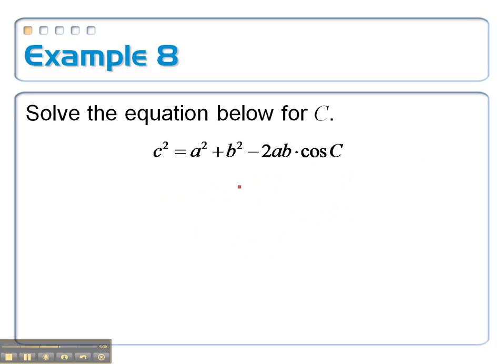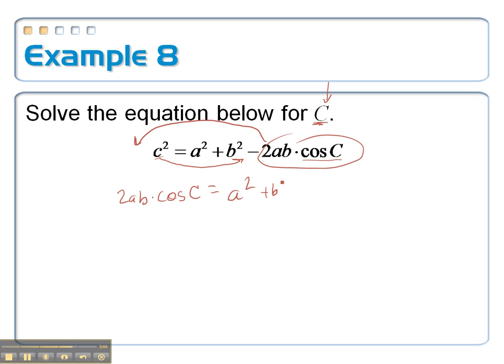In example 8, what I want to do is solve this thing for C. In order to solve it for C, I have to get cosine C by itself, and then I'm going to take the inverse cosine. And you have to do this whenever you're solving for an angle measurement rather than the side measurement. So I want to keep it positive, so I'm going to add it to this side. Then I have to subtract the C squared over to this side, so I have this guy all by itself. So on the left I'll have 2AB times the cosine of C equals A squared plus B squared, and remember I had to subtract C squared.